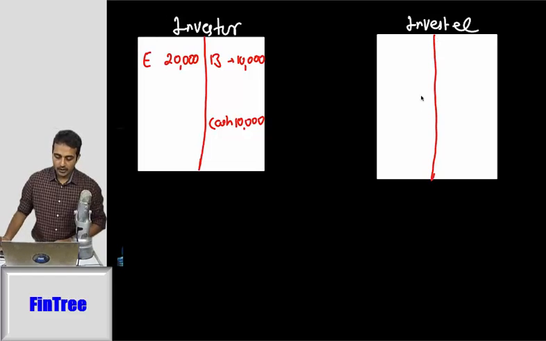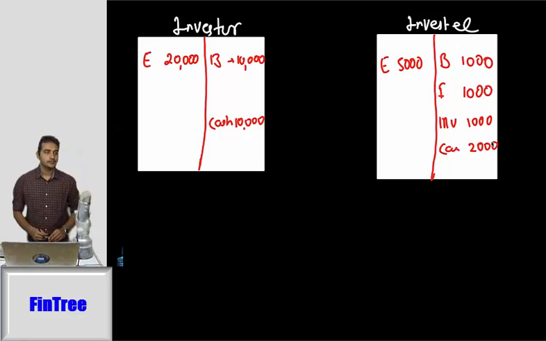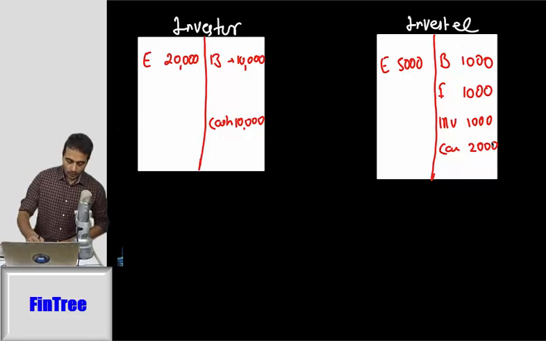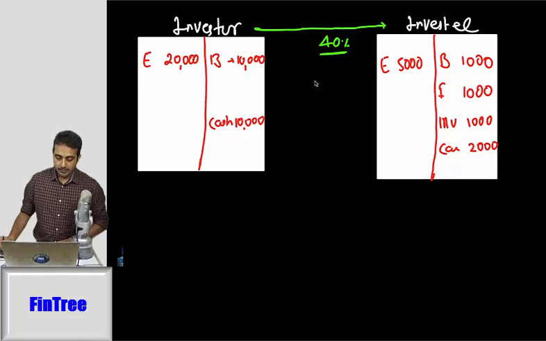For the investee, we would need a little more assets here. So equity 5,000, building 1,000, furniture 1,000, inventory 1,000, cash 2,000. Now this time the investor acquires a 40% stake in the investee and pays a premium of 2,500.